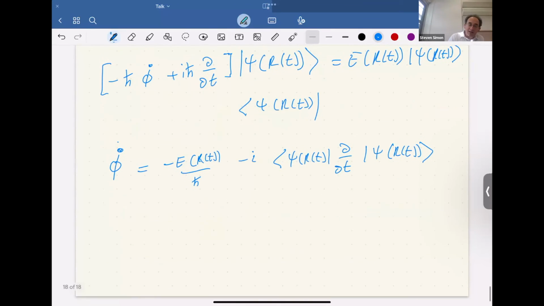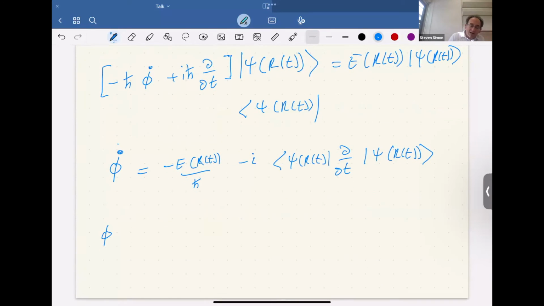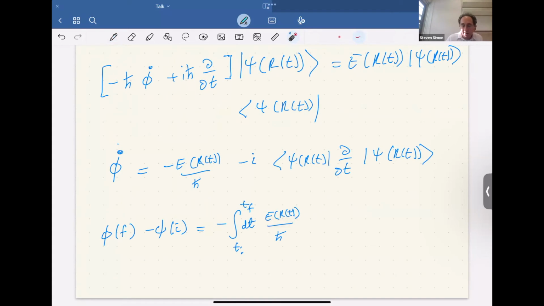And then we calculate phi at the final time minus phi at the initial time, which is the integral from time initial to time final of dt E of R of t divided by h bar. This is just the expected dynamical phase. If you have an energy, your phase accumulates e to the i E t, so this is just accumulating a phase associated with the energy.